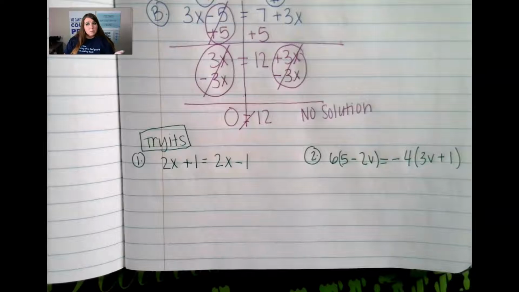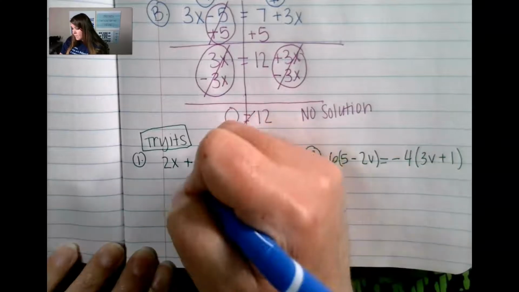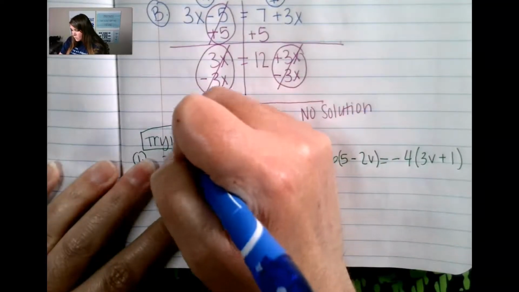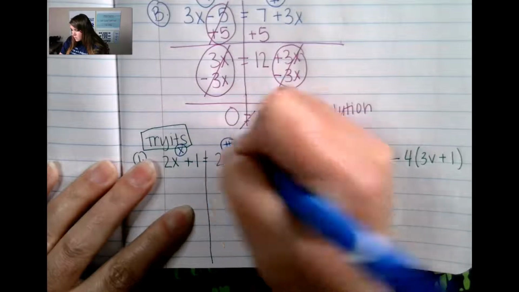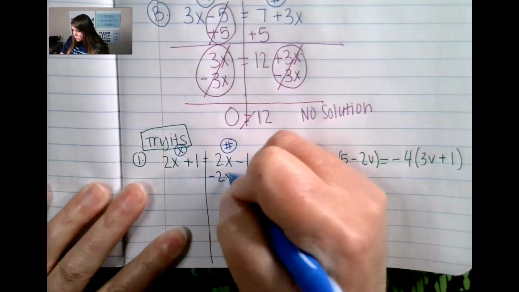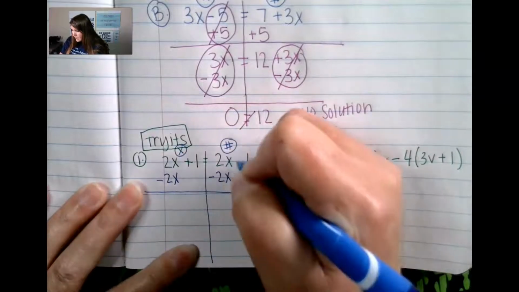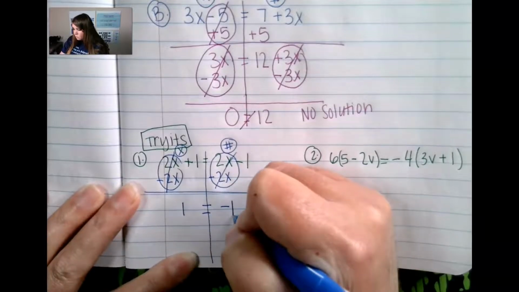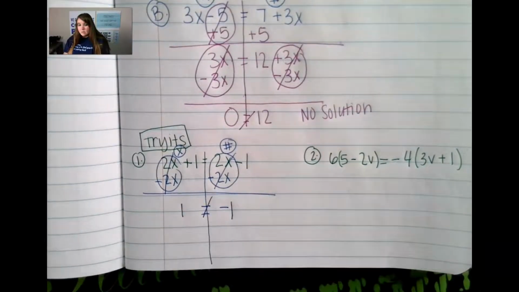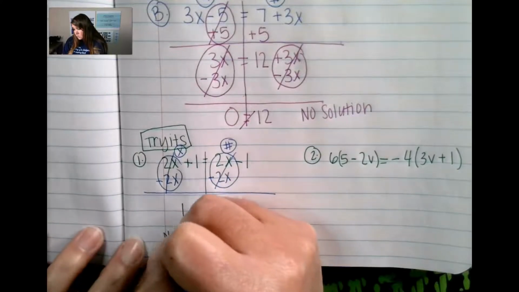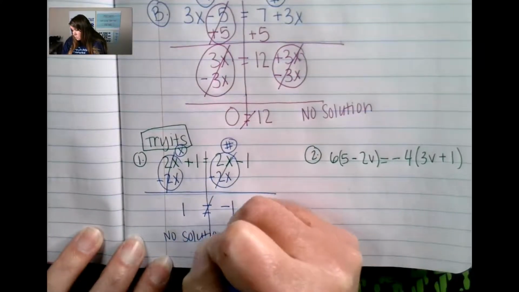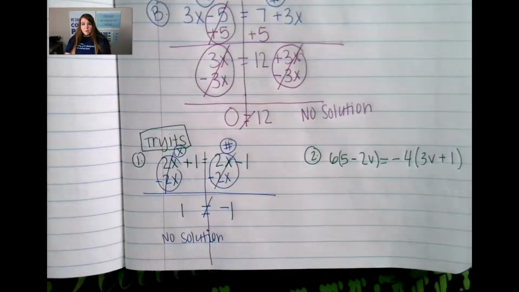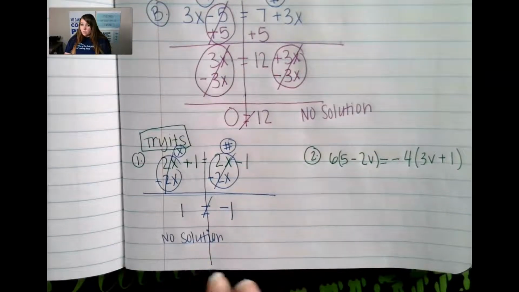Hopefully you start to see a pattern developing. I'm going to draw my balance line, and I want x's on one side and numbers on the other. I'm just going to subtract 2x from both sides, and instantly I've canceled out all of my x's, and it says 1 equals negative 1. 1 does not equal negative 1, so this problem has no solution. I have removed all variables, and once I remove all my variables and one side does not equal the other, there is no solution left.